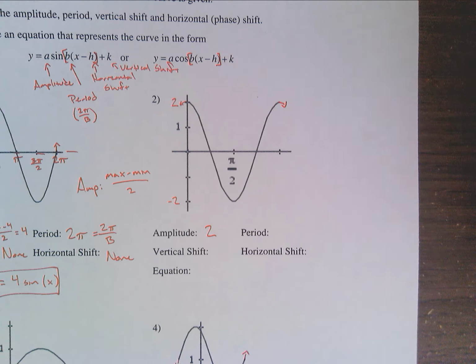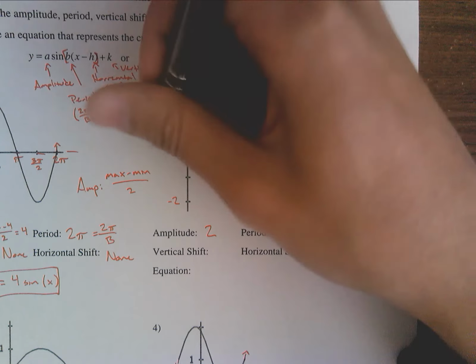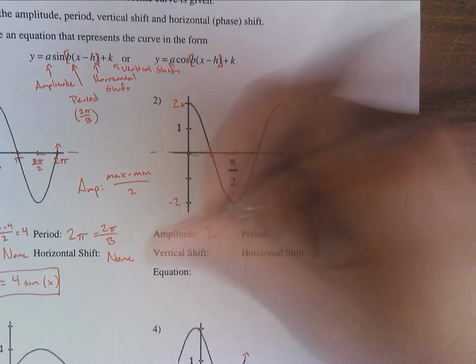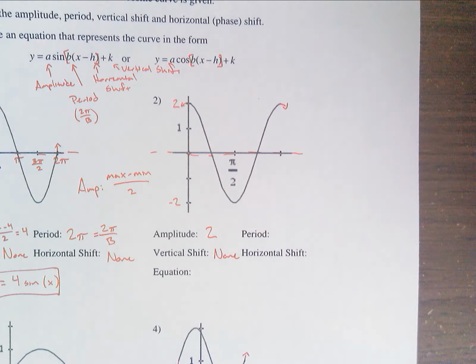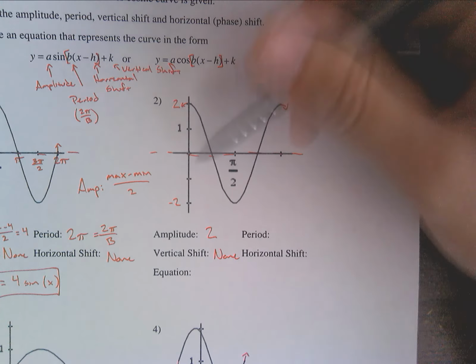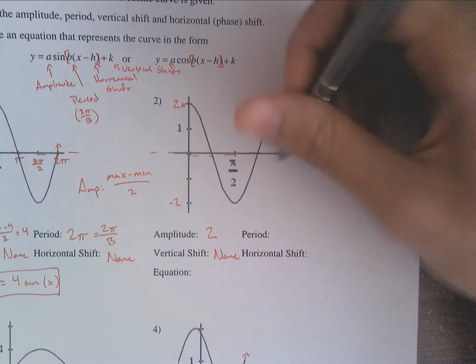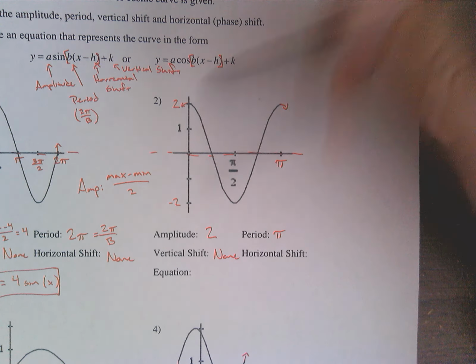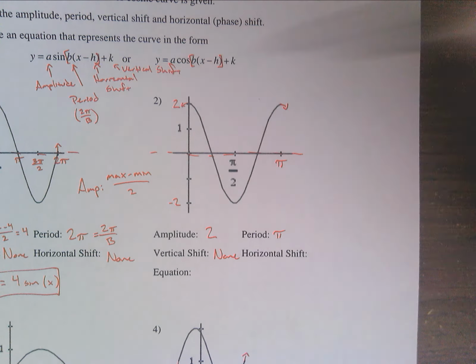Our vertical shift, well, we're not shifting up or down. Our midline is still on the x-axis. So our vertical shift is none. Our period, the length of the cycle before it repeats, we start at 0. This is pi halves. So then an equal distance more is 2 pi halves, or pi. So then our period is pi. And again, we start at x equals 0. So we do not have a horizontal shift.